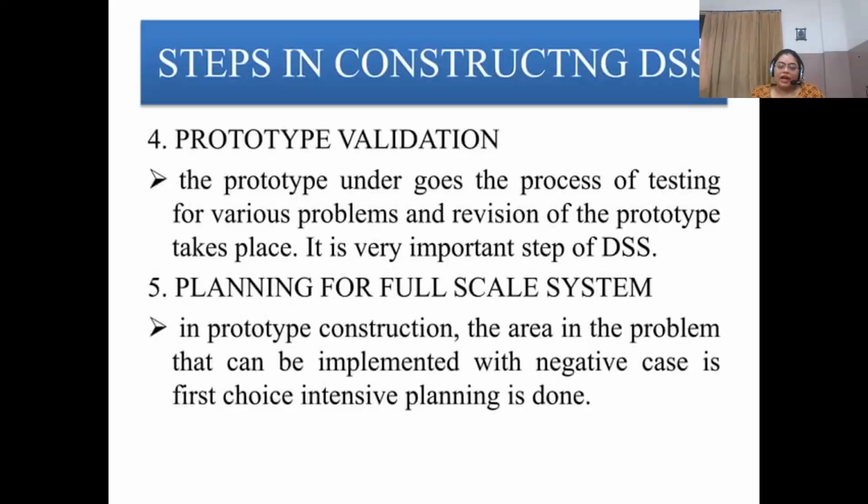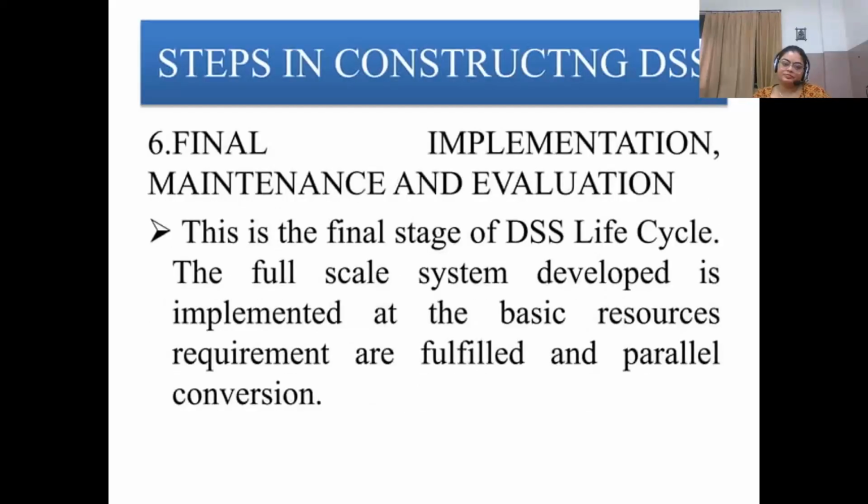Fifth step is planning for full-scale system. In prototype construction, the area in the problem that can be implemented with the least effort is the first choice, and intensive planning is done. So after that you will also need planning for future full-scale systems, so that prototype construction can be done, and you have to choose some proper intensive planning.